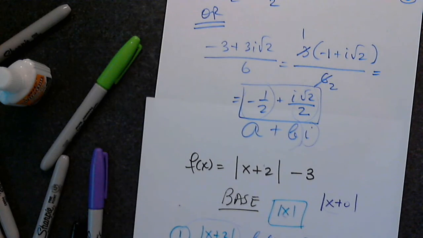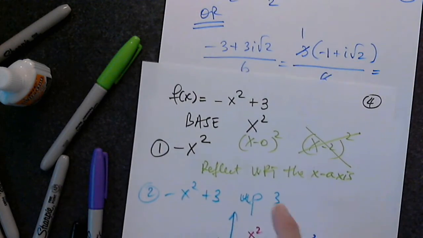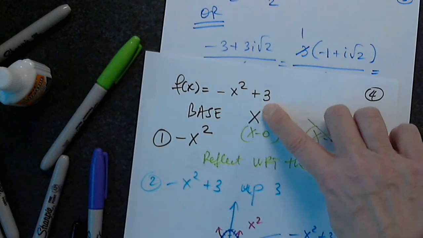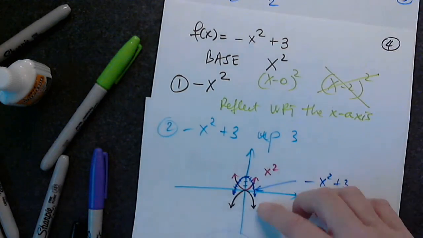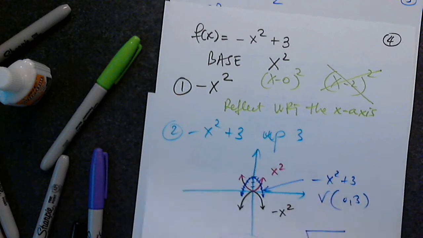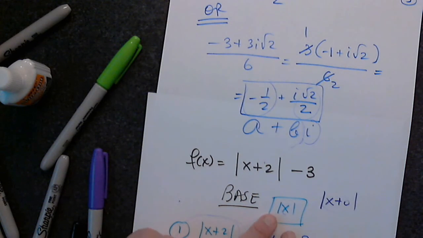So on the previous one, if I didn't correctly identify the base function, and I said, for example, it's x, then I would not have graphed a parabola. Here, if I don't identify correctly the absolute value, then I will not graph the function that I was given. Is that better?